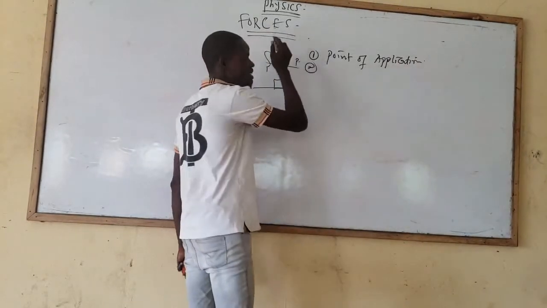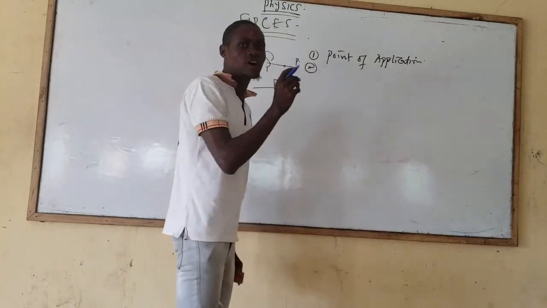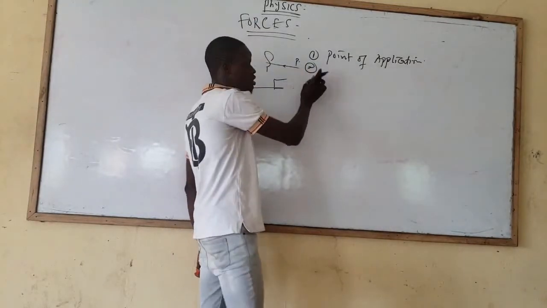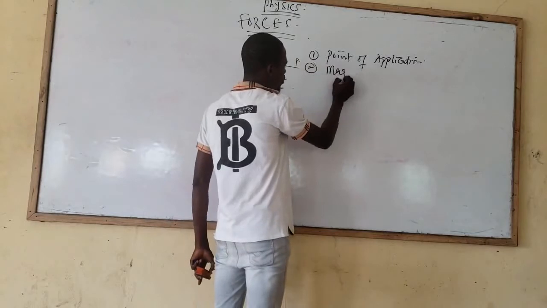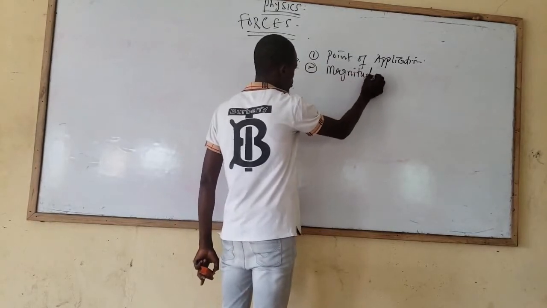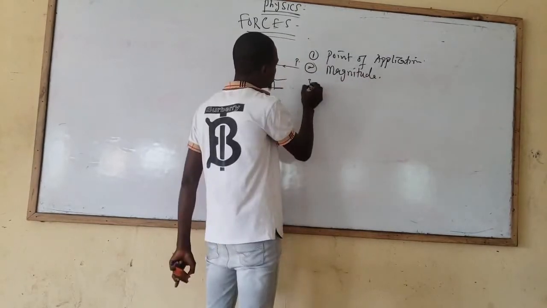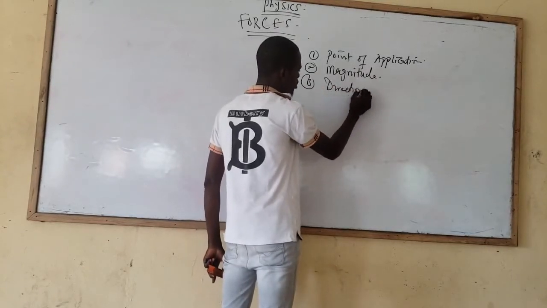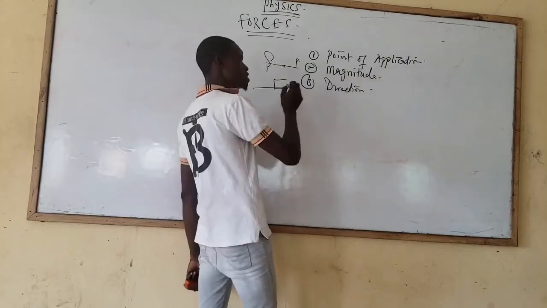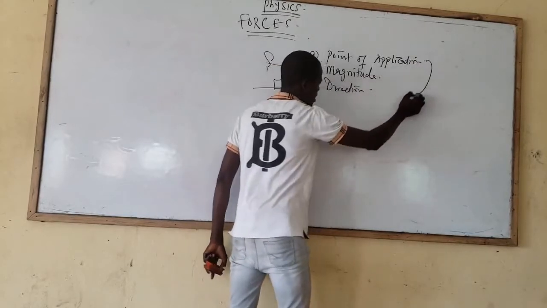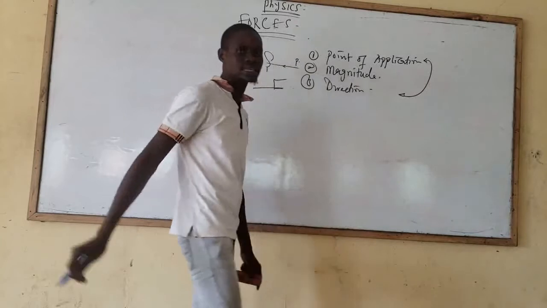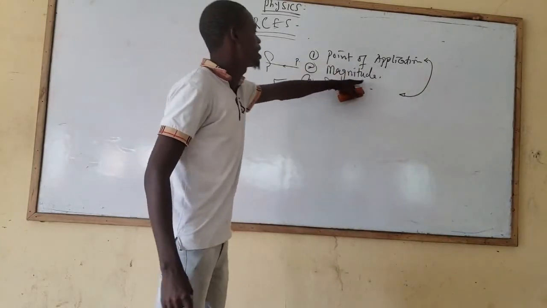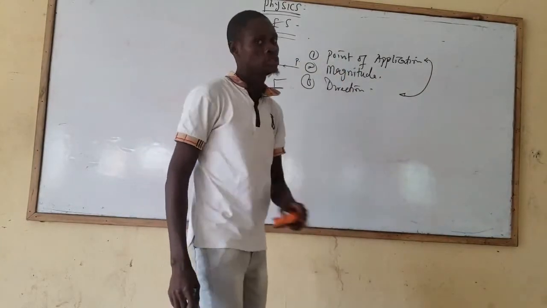Number two is the magnitude of the force. Then number three is the direction of the force. Note what I said: forces can be characterized by these three things: the point of application, the magnitude of the force, and the direction of the force.